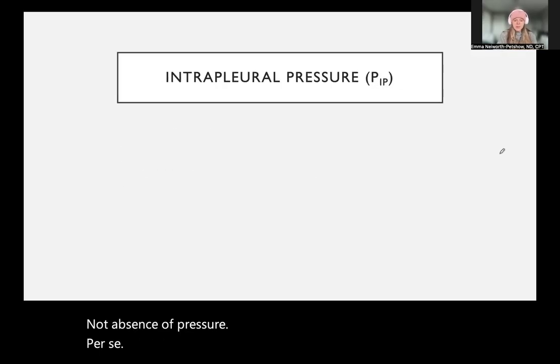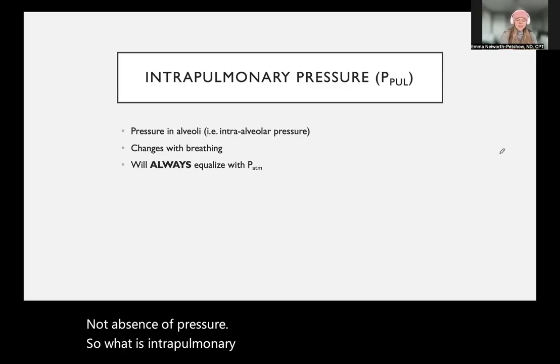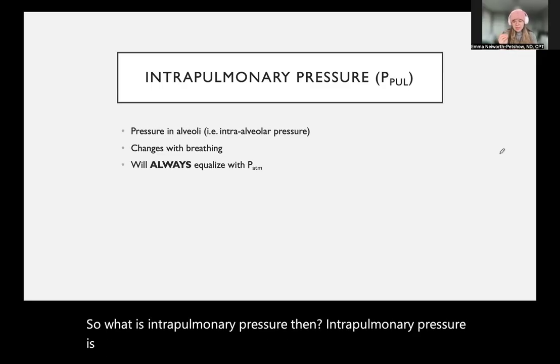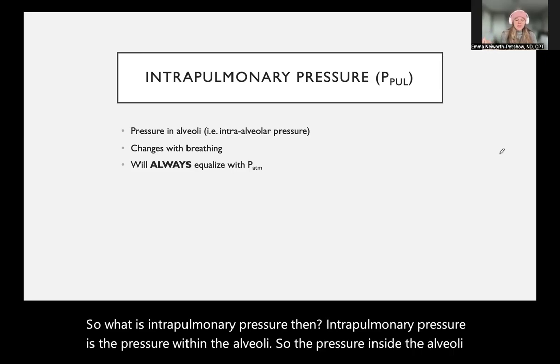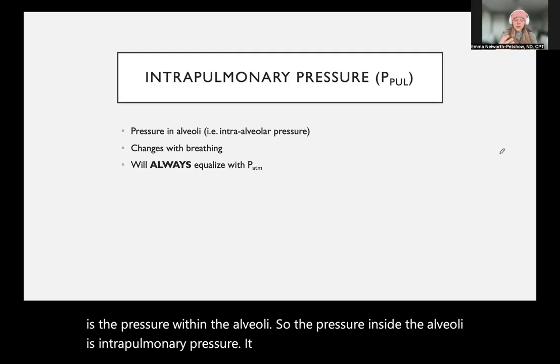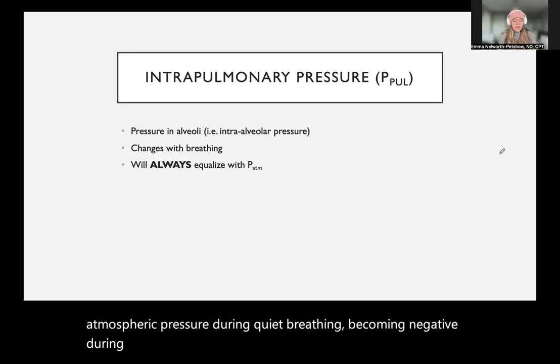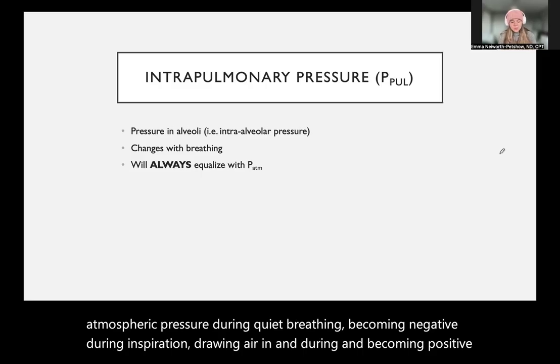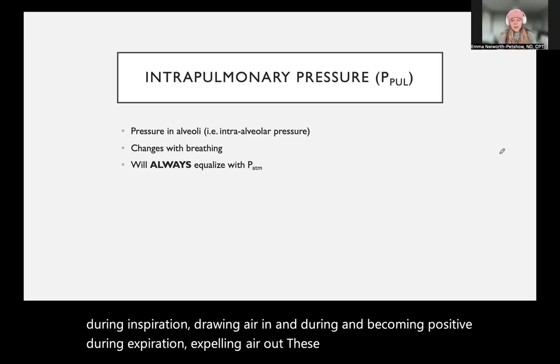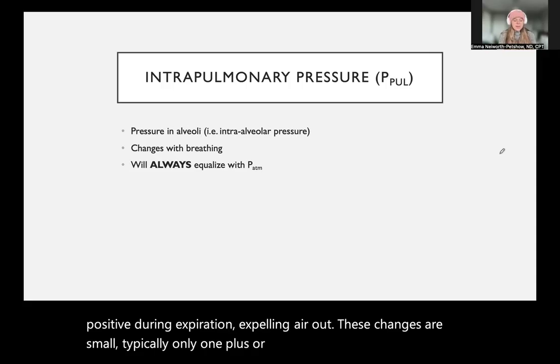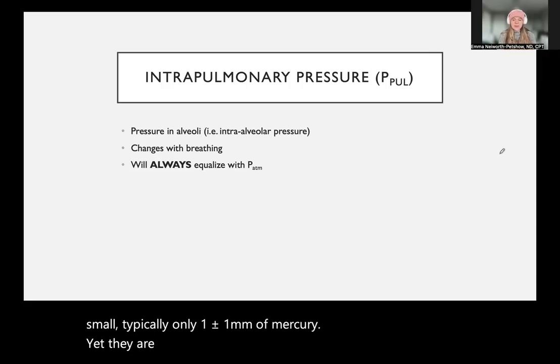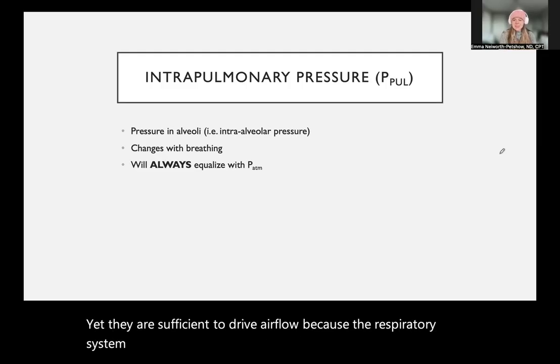So, what is intrapulmonary pressure then? Intrapulmonary pressure is the pressure within the alveoli. It fluctuates slightly around atmospheric pressure during quiet breathing, becoming negative during inspiration, drawing air in, and becoming positive during expiration, expelling air out. These changes are small, typically only plus or minus 1 millimeter of mercury, yet they are sufficient to drive airflow because the respiratory system has very low resistance under typical conditions.